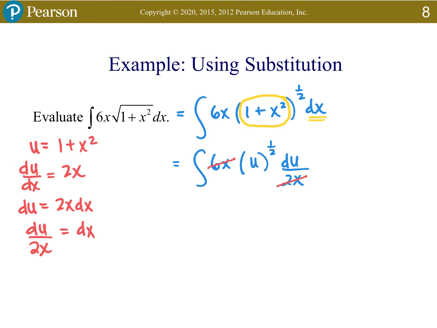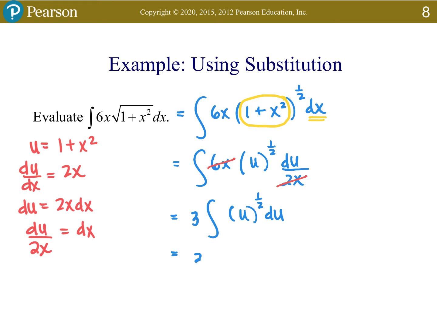And what will I be pulling out in front this time? A 3. And I will only be left with u to the half du. Everything reduces. In a product like that, everything should reduce. If something doesn't reduce, that means your u choice at the beginning was not the right u choice to make. Somehow you made a mistake in what you chose for u, so go back and try again. But it should always reduce.